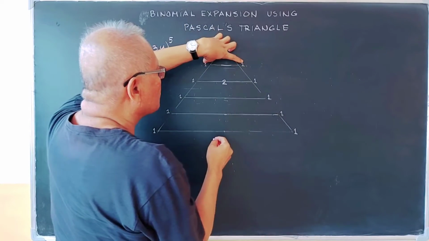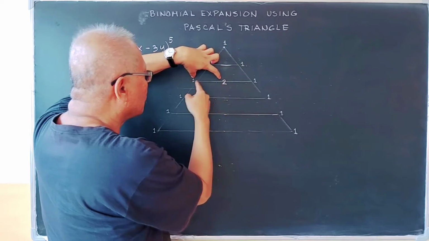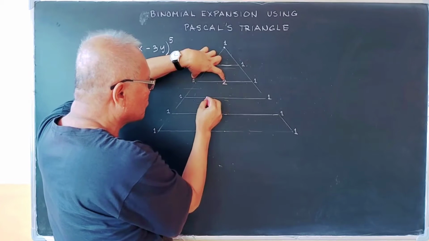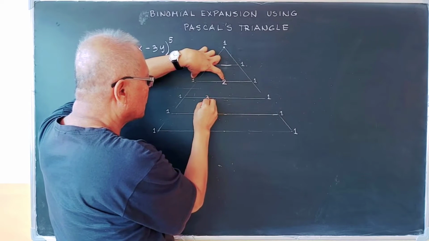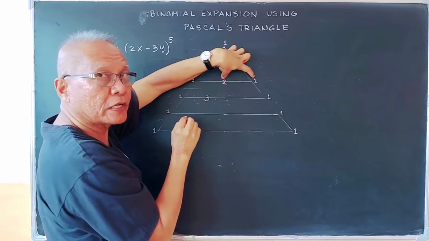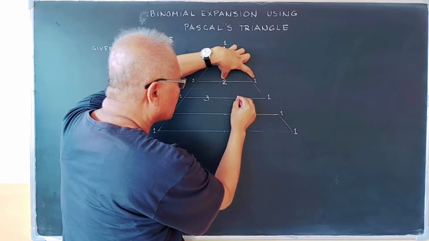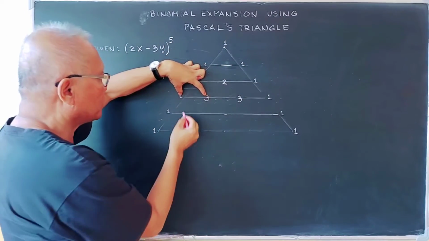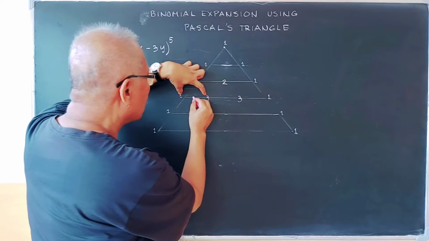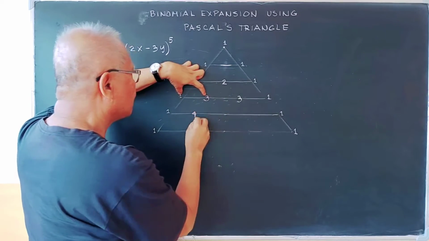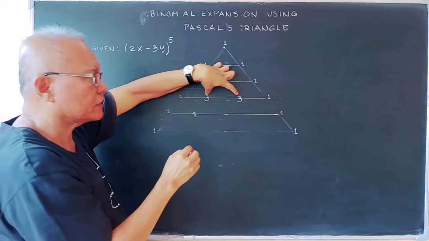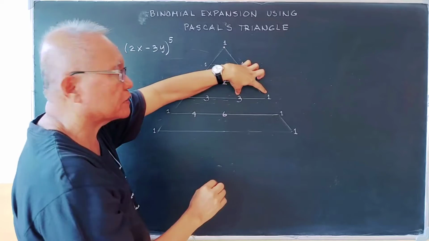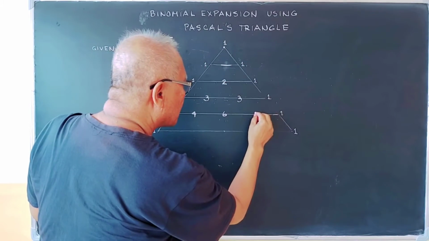After 1 plus 1 is equal to 2, now we have 1 plus 2 is 3. So we put 3 in between 2 and 1. So we have 3 here. And then 2 plus 1 is 3, put here. And the next one: 1 plus 3 is 4, then the 4 will be here. 3 plus 3 is 6, so the 6 is here. 3 plus 1 is 4, so we write 4 here.